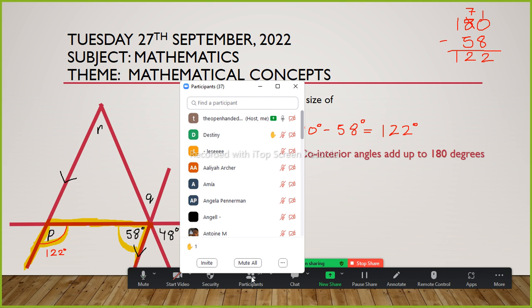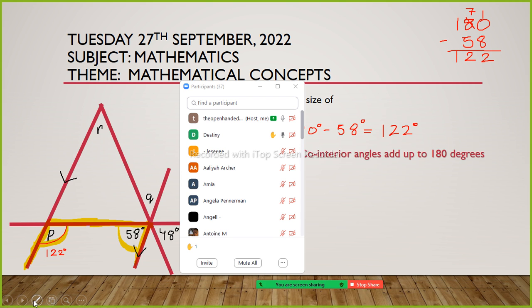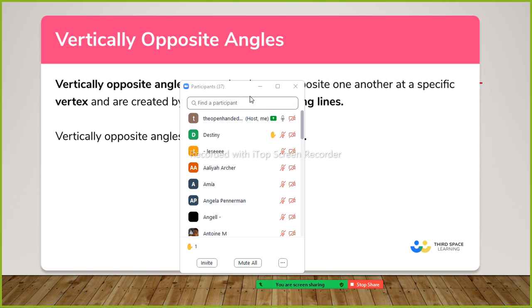Okay, Destiny. I know internet is frequent.